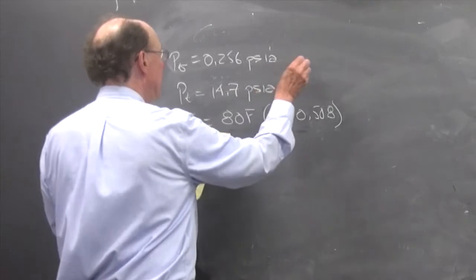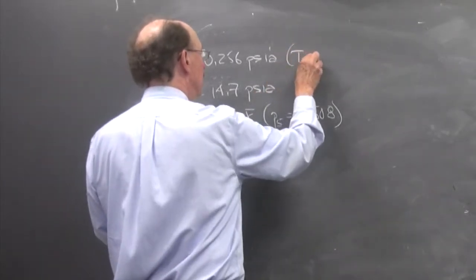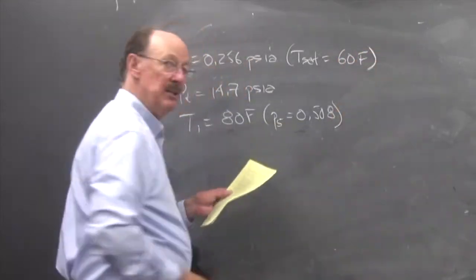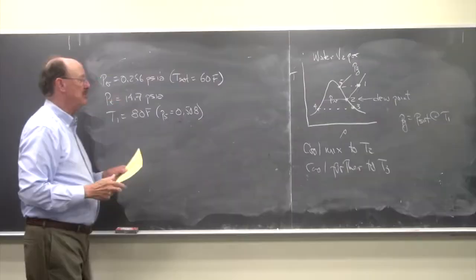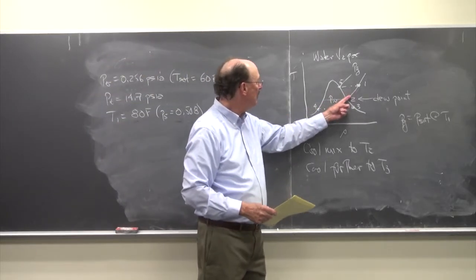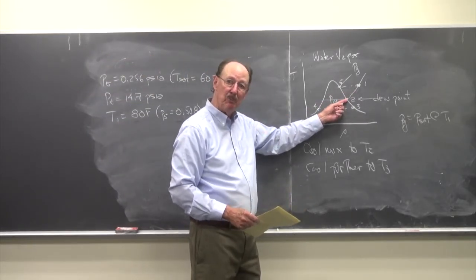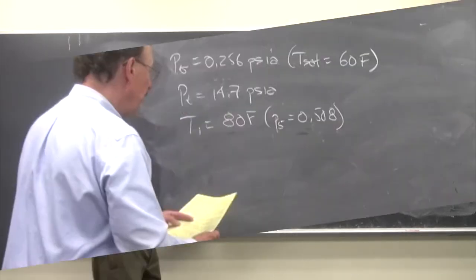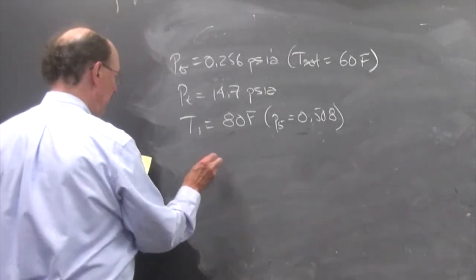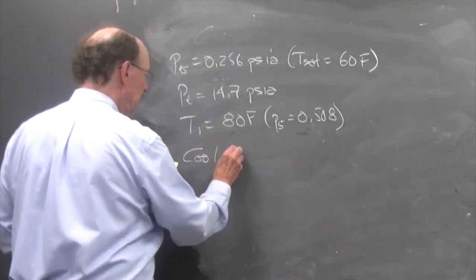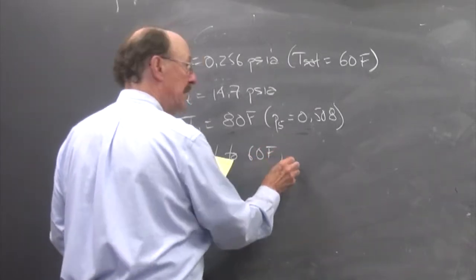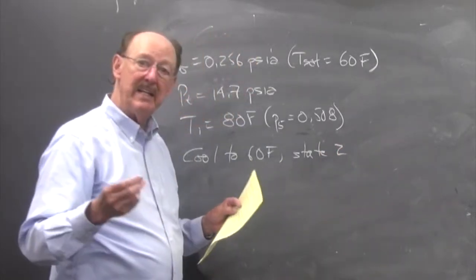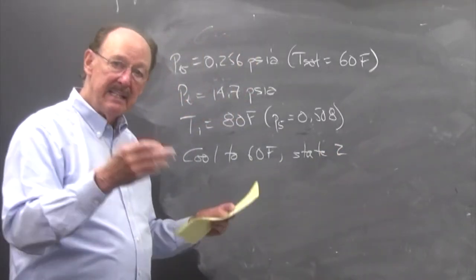If I cooled this, T sat is equal to 60 degrees Fahrenheit. So T sat at this partial pressure. Now if I cool this down to 60 degrees, that's the dew point. If I cooled it below 60, condensation would occur. So if you cool to 60 degrees Fahrenheit, that's state 2. And if I cool it any further, then condensation occurs.